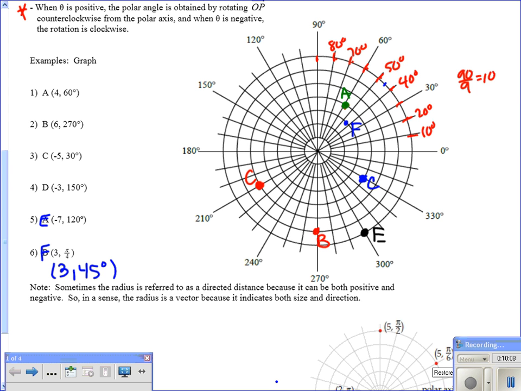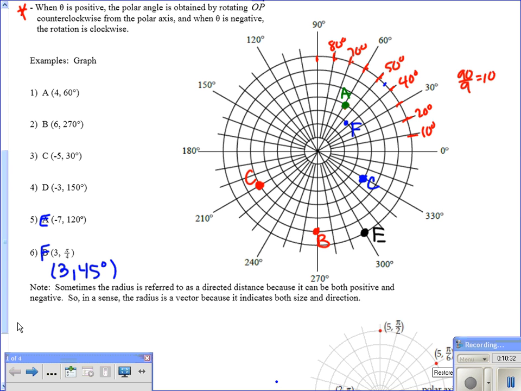Now, as we said before, remember we said that these points are not unique. Since these points are not unique, that means that there are infinitely many ways that I can represent each of these points that we have. So if, for instance, we look at the point A, I have (4, 60 degrees). Well, let's come up with some other ways that we can represent this point.